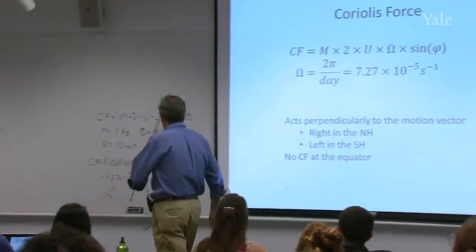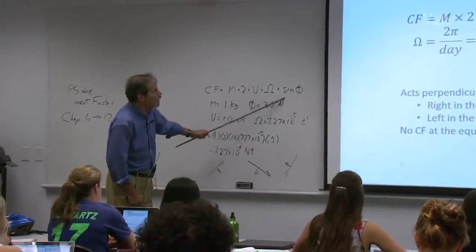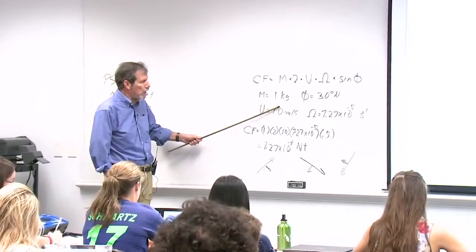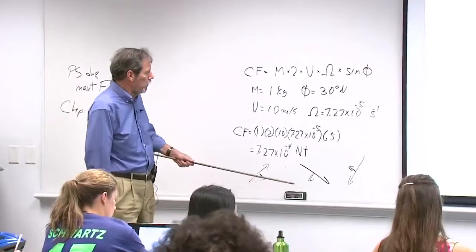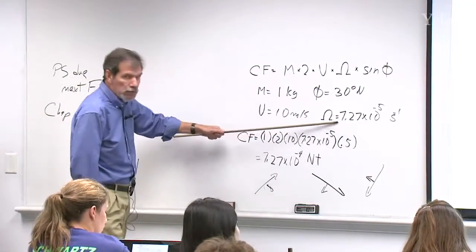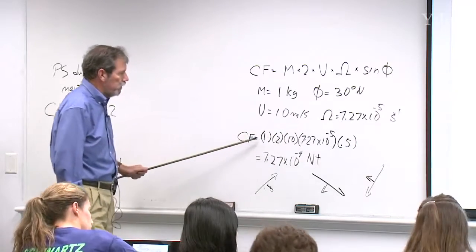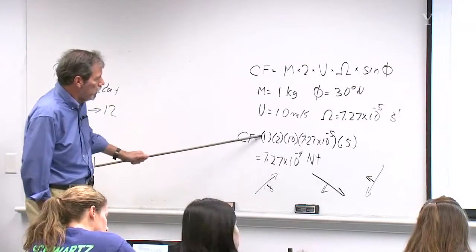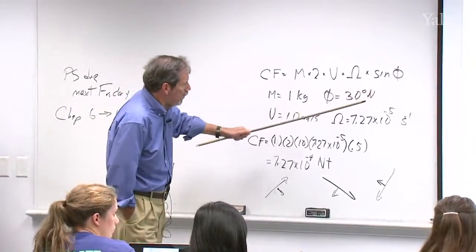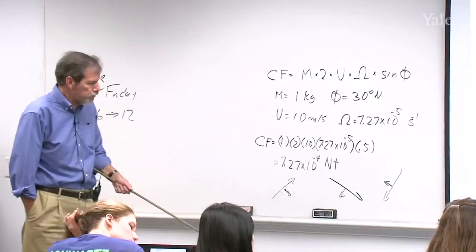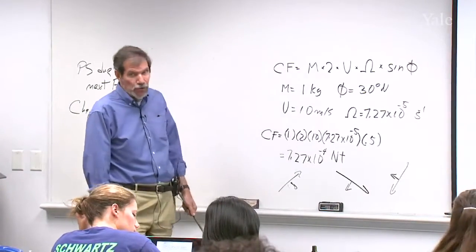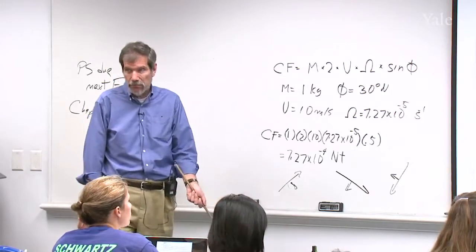I've written that same formula out. Did I get it right? Yes? Let's say we've got a mass of 1 kilogram at a latitude of 30 degrees north, moving at 10 meters per second on Earth. So there's the rotation rate of Earth. I plug it into the formula: 1 kilogram times 2 times the speed times the rotation rate. The sine of 30 degrees, if you don't remember, is 0.5. That comes out to be 7.27 times 10 to the minus 4 newtons. That's a force unit in the SI system.